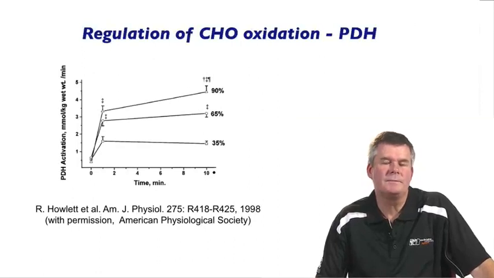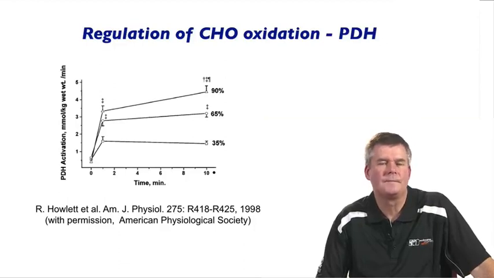Glucose from the bloodstream and glucose units derived from muscle glycogen are broken down during a series of reactions that we know as glycolysis to produce pyruvate. This pyruvate has two main fates. It can either be converted to acetyl-CoA and enter the Krebs cycle and be oxidized, or it can be converted to lactate.